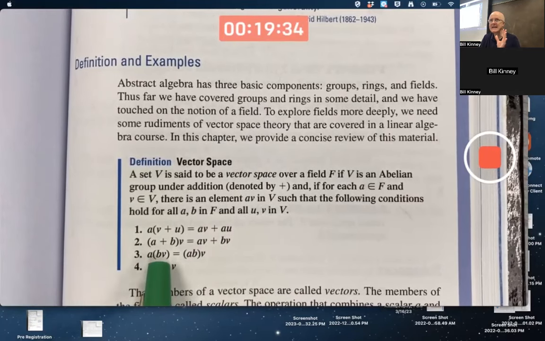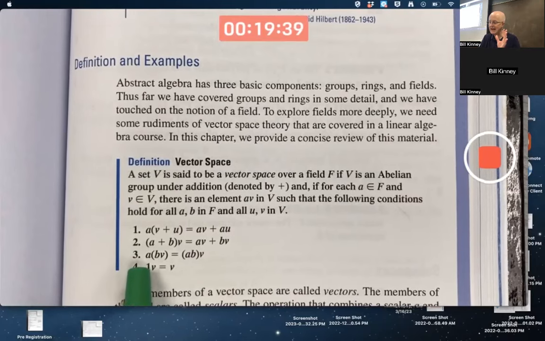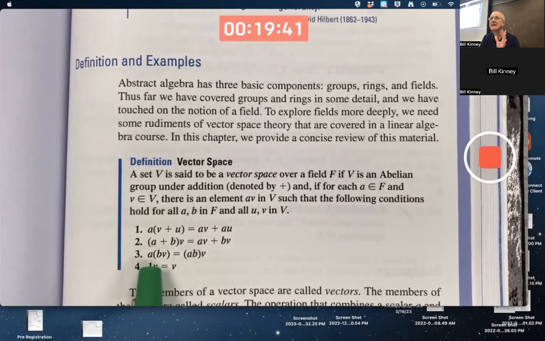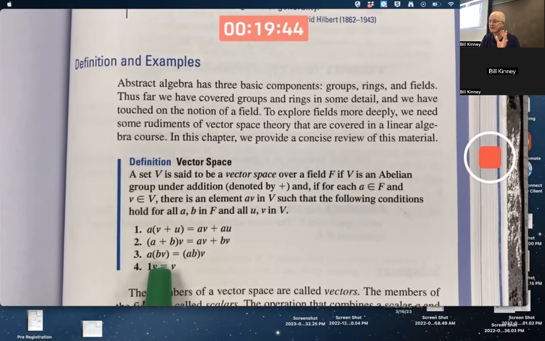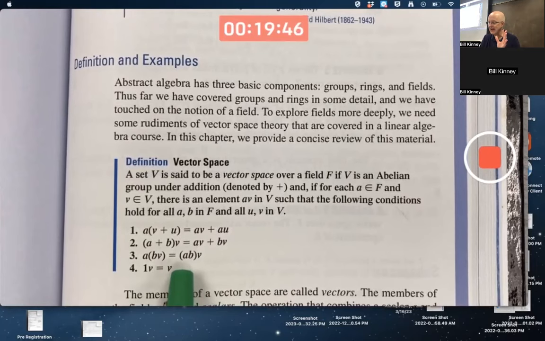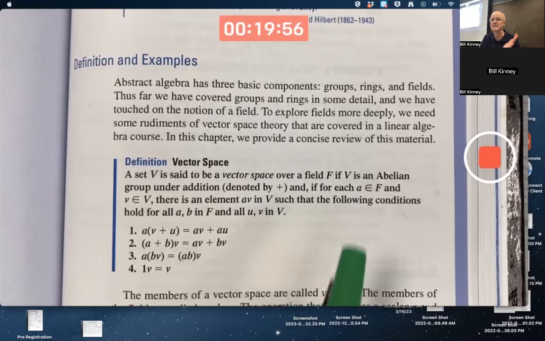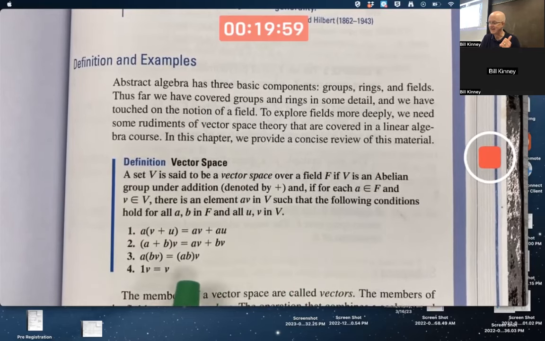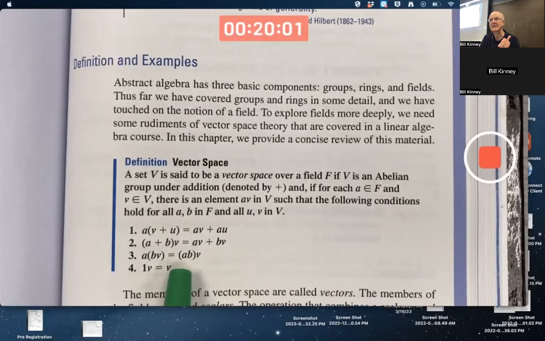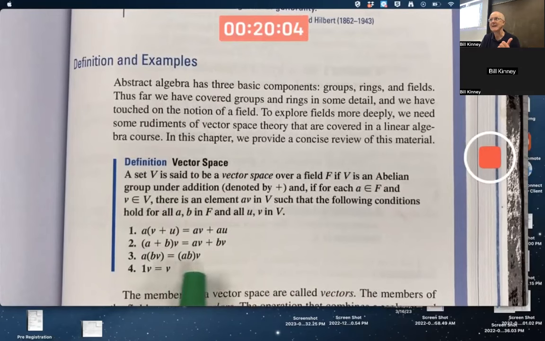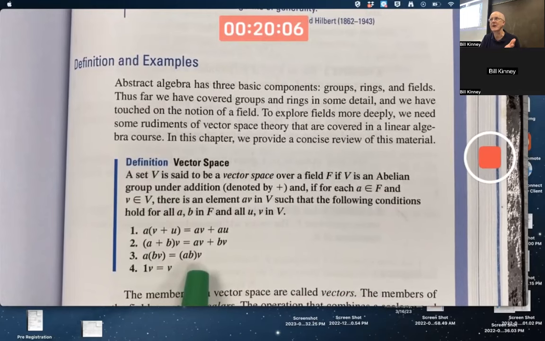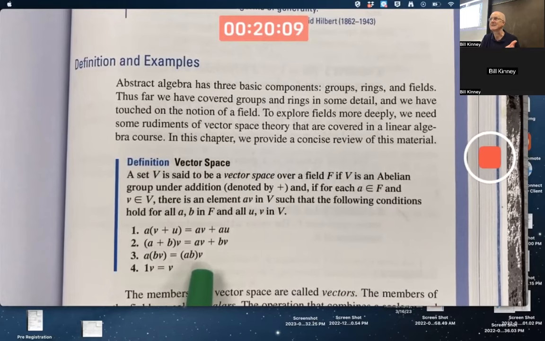B times V is a scalar times a vector, which gives you a vector. And A times BV is a scalar times a vector, which gives you a vector. But on the right side, it's different. A times B in parentheses is not a vector multiplication. It's not a scalar times a vector. It's the product of two scalars, which you're allowed to do because F is a field. That's the field multiplication there, giving you a scalar AB, times a vector. That's the scalar times vector operation of the vector space. That's, in the end, a vector.